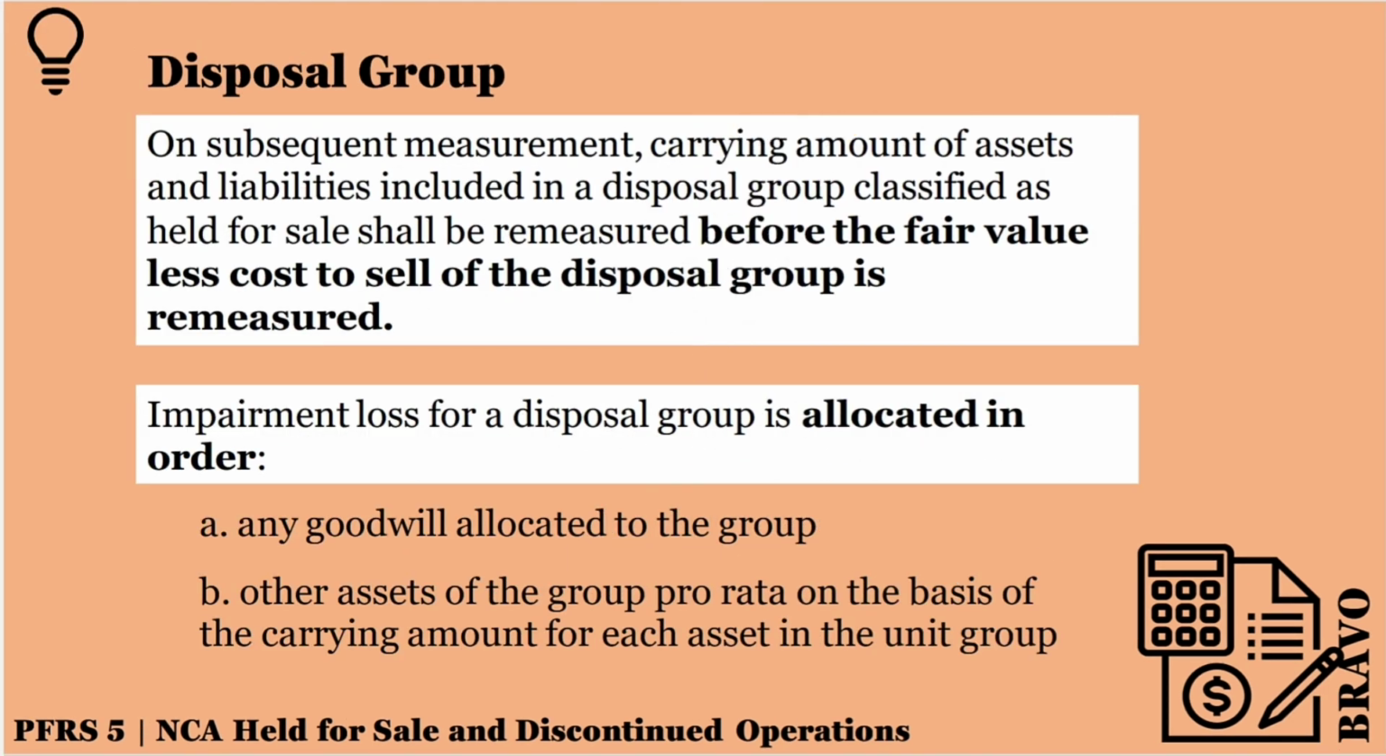Disposal group is nire-remeasure muna natin siya based sa applicable PFRS bago siya i-remeasure sa kinocompute at kinocompare natin na fair value less cost to sell of the disposal group. The impairment loss for the disposal group reduces the carrying amount of the non-current asset in the group that are within the scope of the measurement requirement of PFRS 5 in the following order of allocation. Letter A, any goodwill allocated to the group, and letter B, other asset of the group pro rata on the basis of the carrying amount of each asset in the unit group.